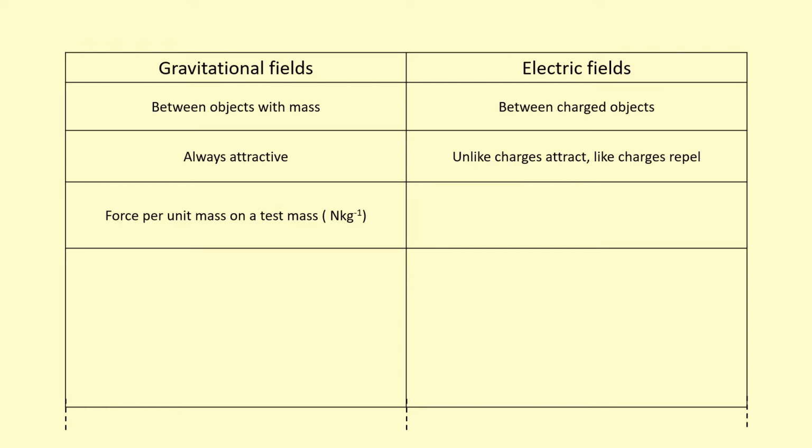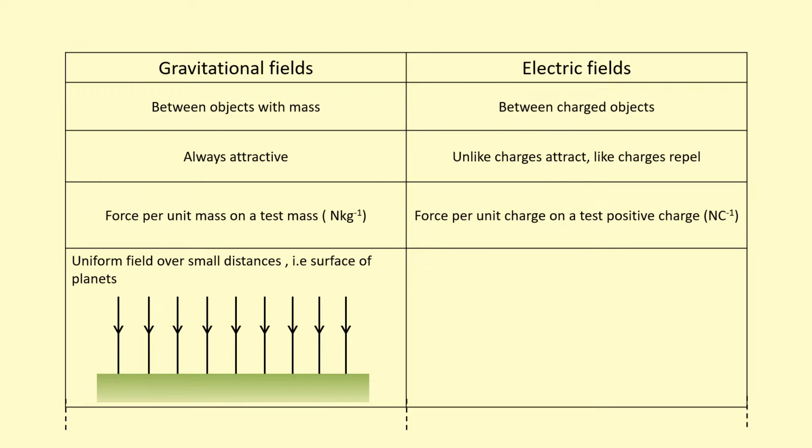The definition of gravitational field strength is force per unit mass on a test mass, while the definition of electric field strength is force per unit charge on a test positive charge. So two major differences there. One, electric field strength is per unit charge instead of per unit mass. And secondly, electric field strength is a bit more specific about the direction. It's on a test positive charge. It needs to be this specific because electric fields can be attractive or repulsive.